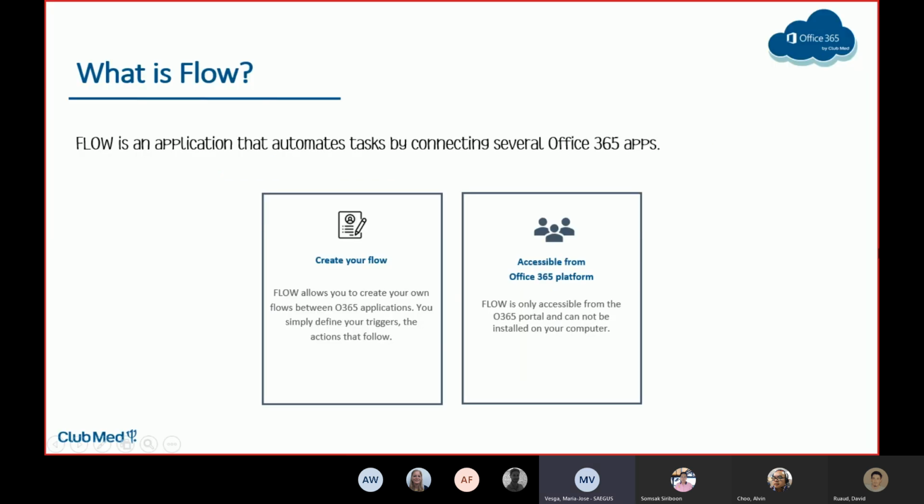Flow is an Office 365 application that helps you automate tasks by connecting several Office 365 tools. If you create different flows, you will be saving time by automating tasks that are very simple, but that you waste time doing. So when you create a flow, you define a trigger, what will make your flow start, and what is going to be the action that is going to follow.